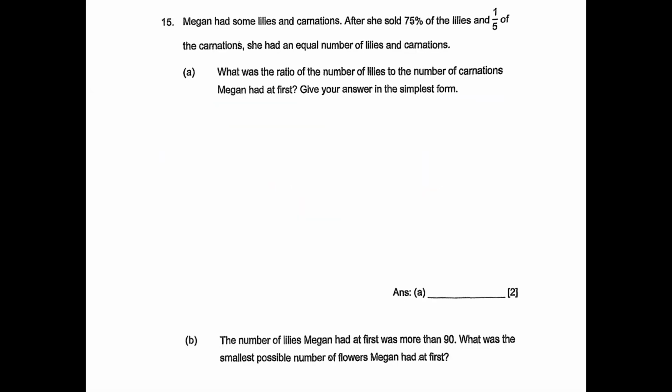Okay, moving on to question 15. Megan had some lilies and carnations. After she sold 75%, which is 3/4. How do I get 3/4? 75% is 75 out of 100. You simplify it, divide by 25 for the numerator and denominator, so you get 3 out of 4. After she sold some lilies and 1/5 of the carnations, we can write out the ratio of the 2 different types of flowers.